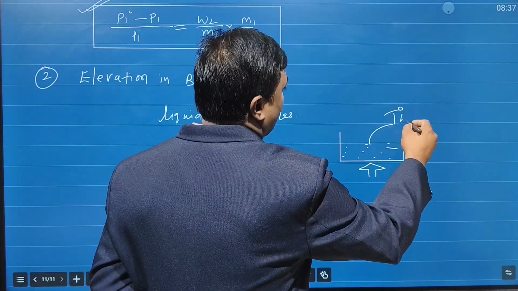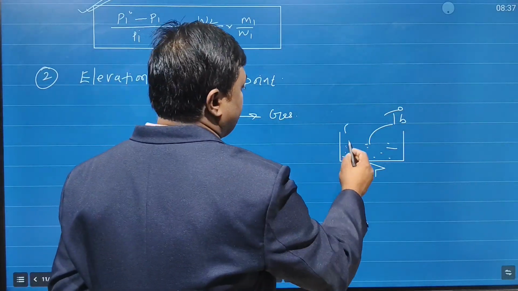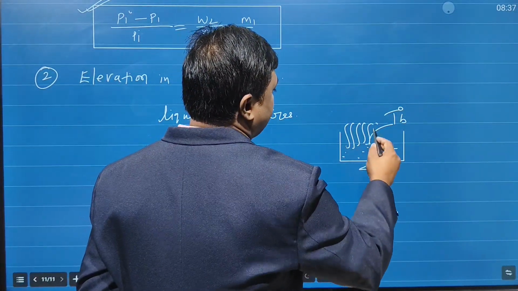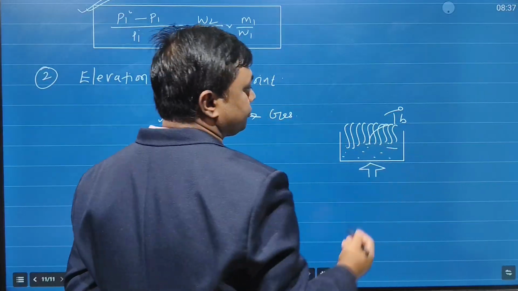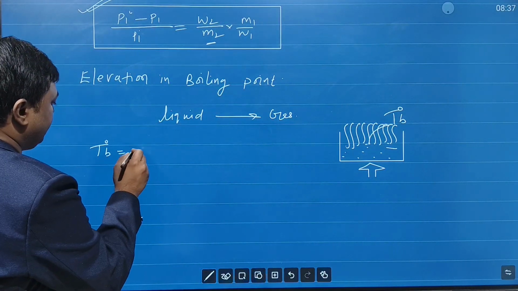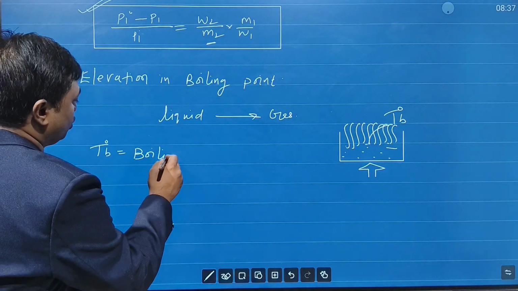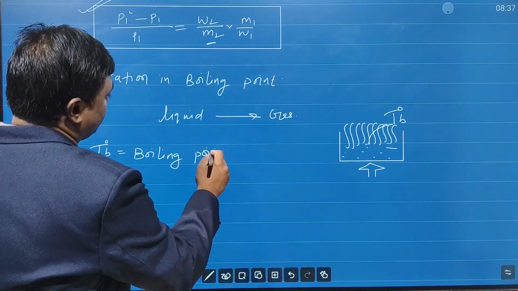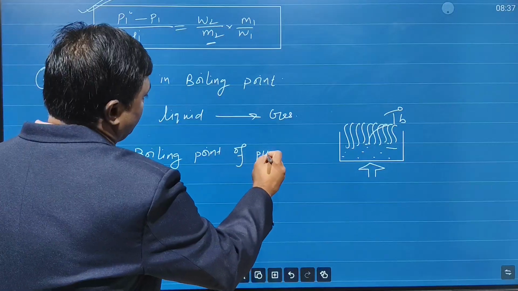T degree B is what? The boiling point of water. So when the vapor pressure of the liquid is equal to that of the gas, then it is boiling. So we are writing the term T degree B. What is T degree B? Boiling point of pure solvent.